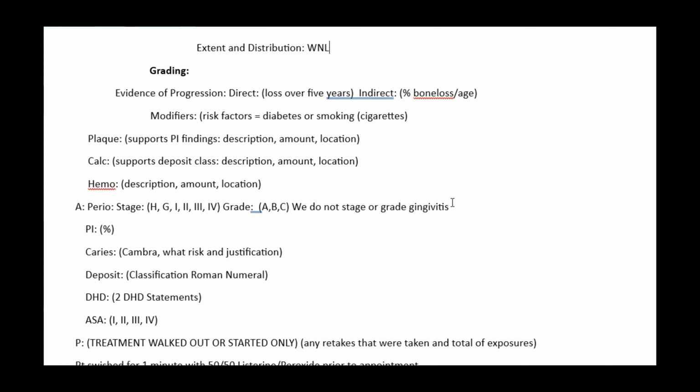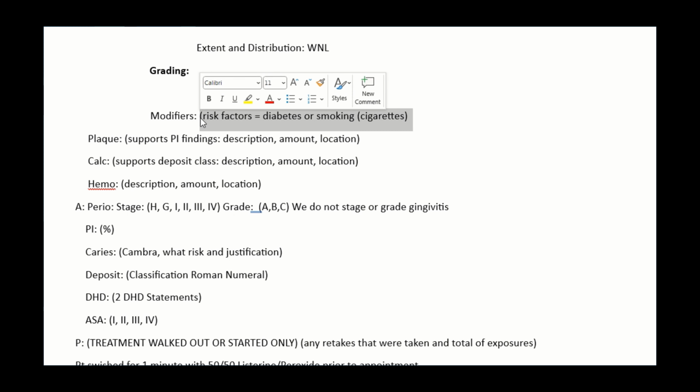Since the patient doesn't have any bone loss, we are going to get rid of all of the direct and indirect, and I'm going to say within normal limits. And the patient has no modifiers. The modifiers are diabetes and smoking, and the patient doesn't do either, so I'm going to write none.